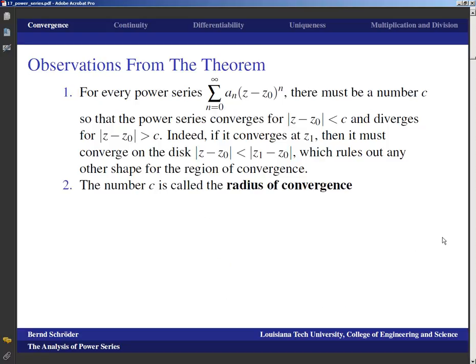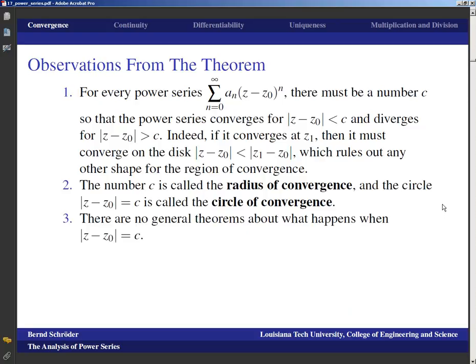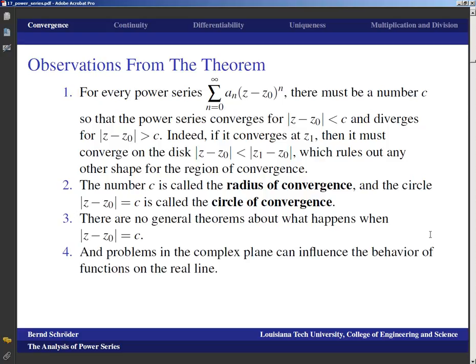Okay, the number c is called the radius of convergence, very much like in calculus, of course. And the circle |z - z0| equals c is called the circle of convergence. There are no general theorems about what happens when |z - z0| equals c. That is very similar to what you've seen in calculus, where you get these intervals of convergence and you don't know whether convergence is also happening at the boundary points. So that's not changing, only now we've got a lot more points to deal with.